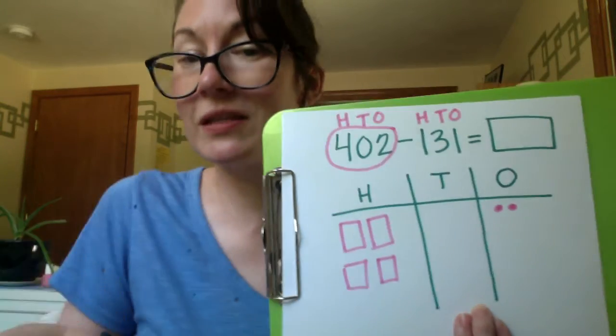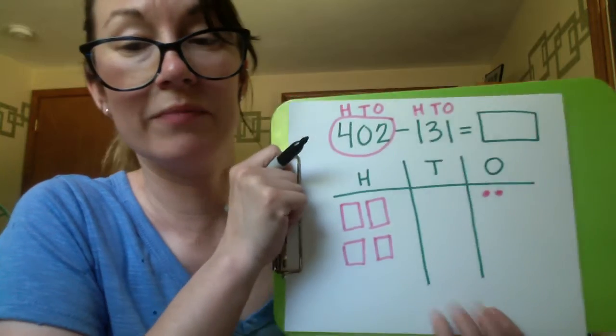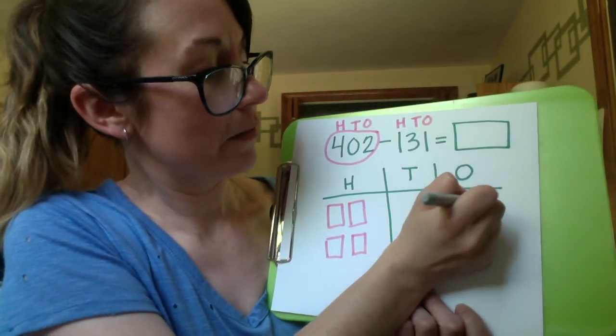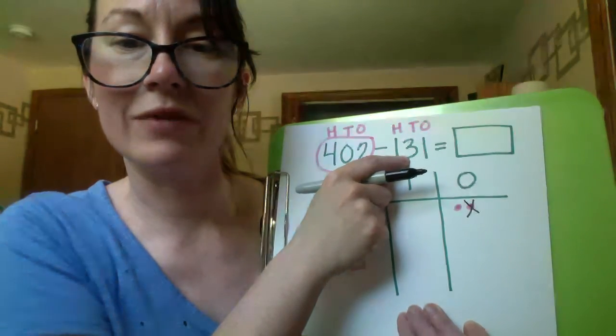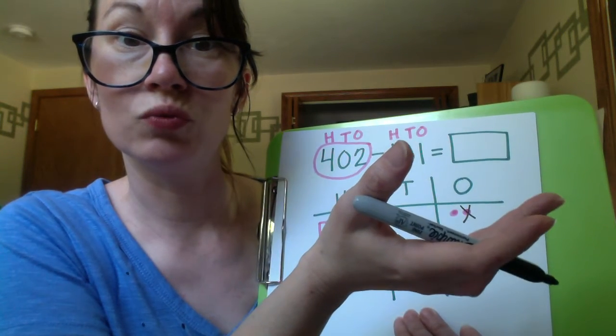So let's take a look here. Same thing as before. I'm going to start in my ones, and I'm going to just X out how many I'm taking away. I'm going to take away 1, 1. But now I have to take away 3 tens. What do I do?